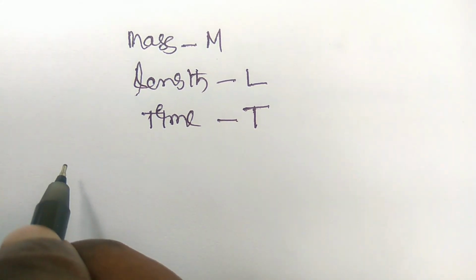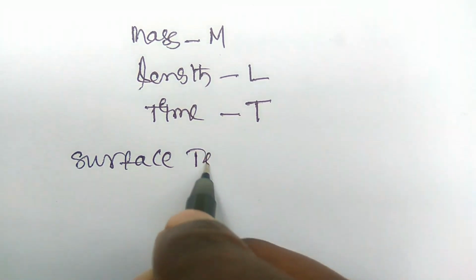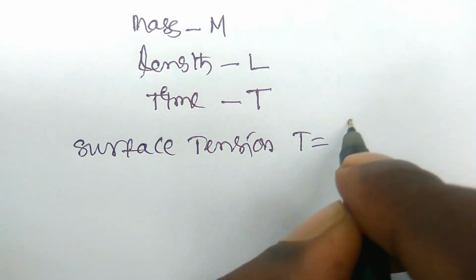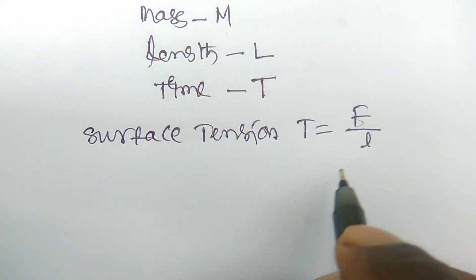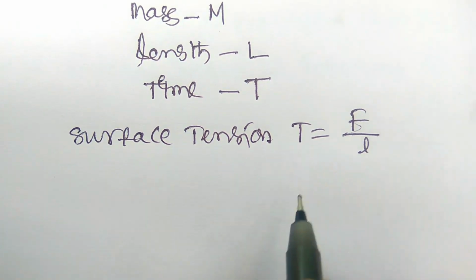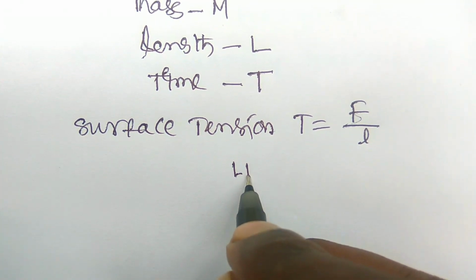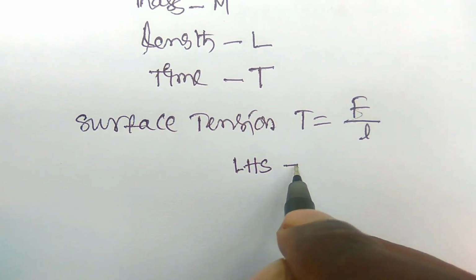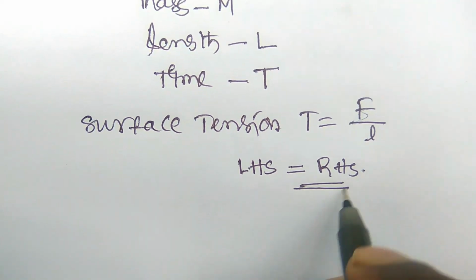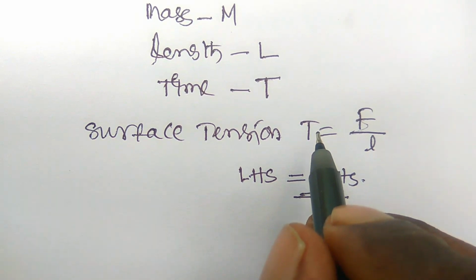In that there is the surface tension of a liquid. So T is equal to F by L. Here F is the force acting per unit length in a liquid surface, which is called surface tension. Then LHS and RHS will be equal, that is the homogeneity. LHS is equal to RHS. Okay, let us find the dimensional formula of the surface tension.